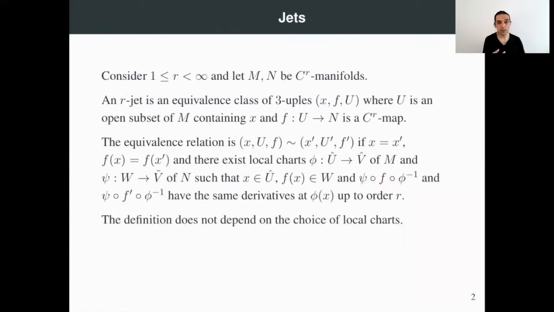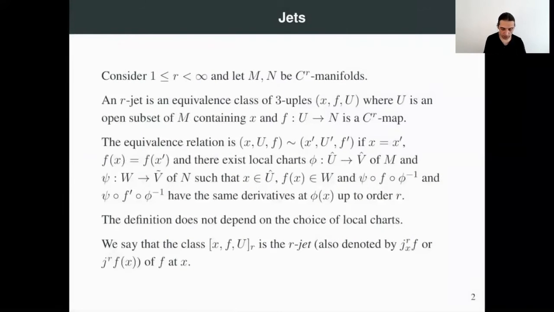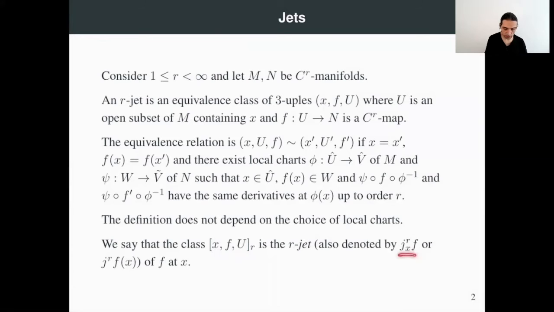The definition does not depend on the choice of local charts. Okay, it's intrinsic. It's not difficult to check. And we say that one of these classes is the r-jet, which we are also going to denote with these two notations for the r-jet of f at the point x, either this one or this one.